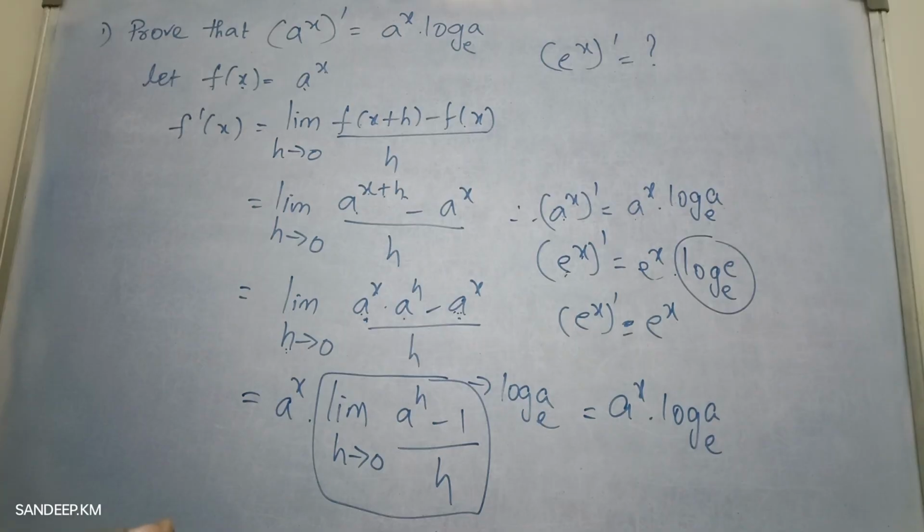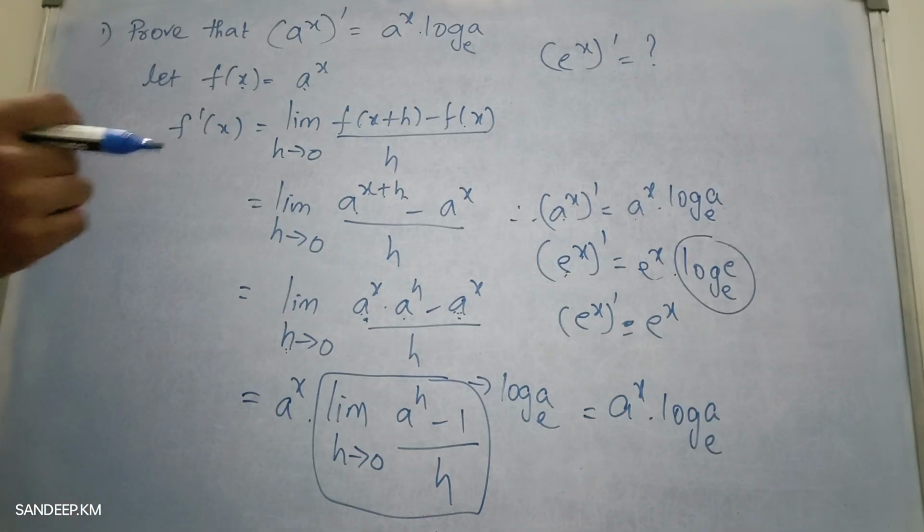Okay. So after this, we have found logarithmic derivatives. We have found the derivative of the logarithmic function and the derivative of the exponential function. Now let us see the derivative of trigonometric functions, sin x, cos x, tan x and their reciprocals.